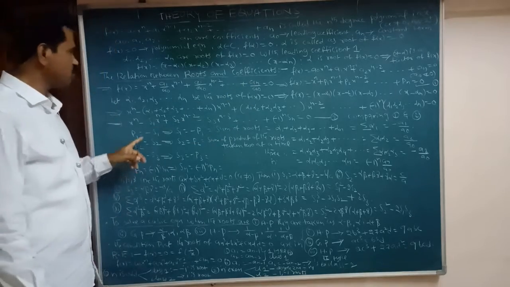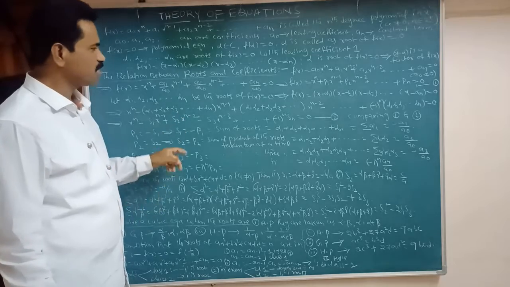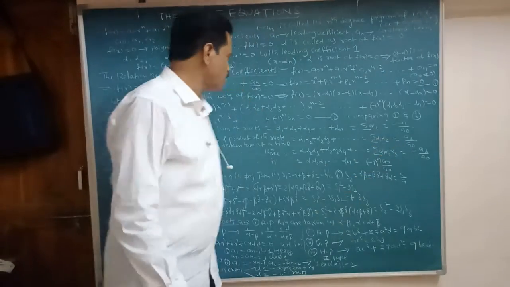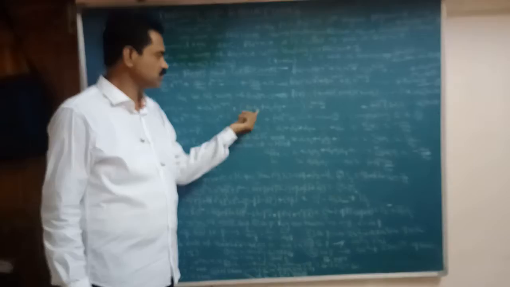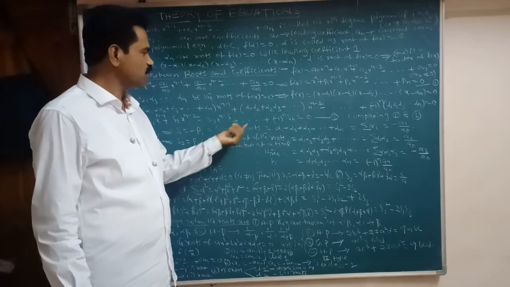See here, p2 equal to what here? S2. What is p2 here? a2 by a naught. So here a2 by a naught is the product of the roots taken 2 at a time.